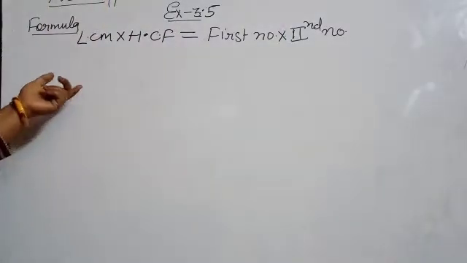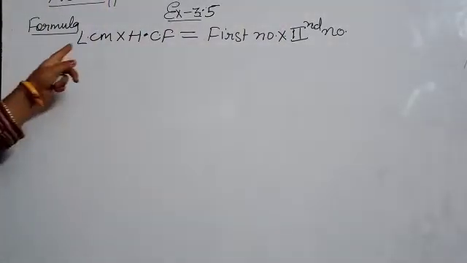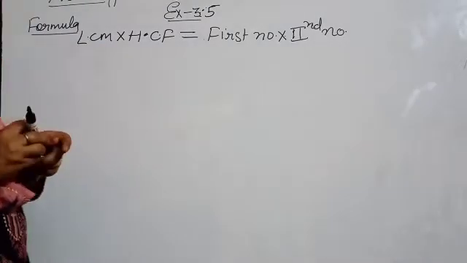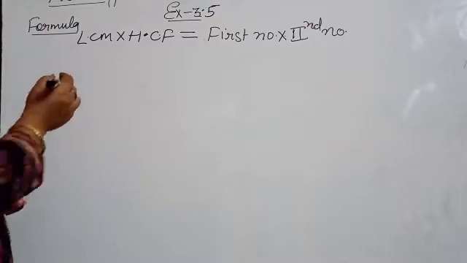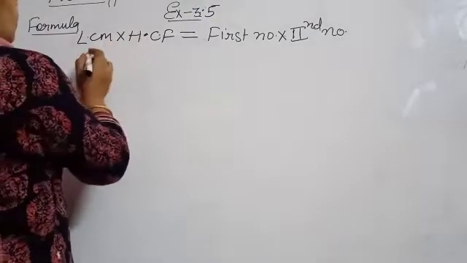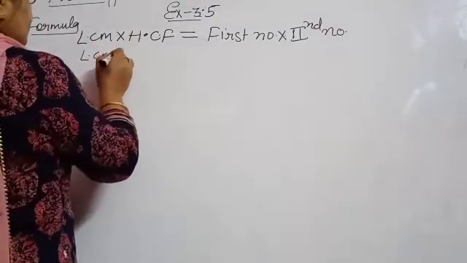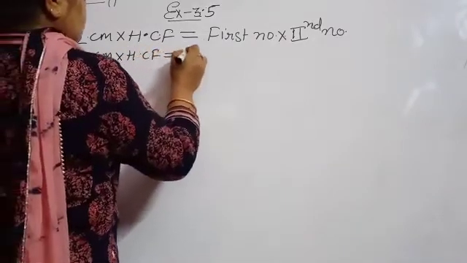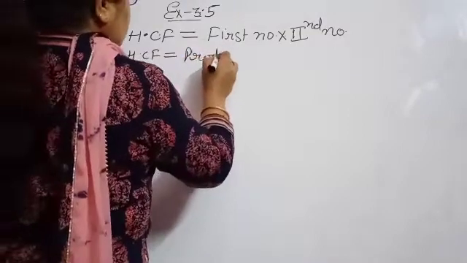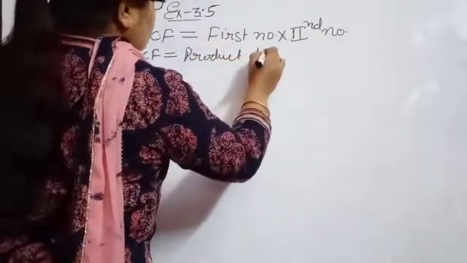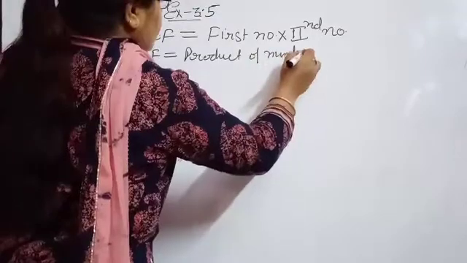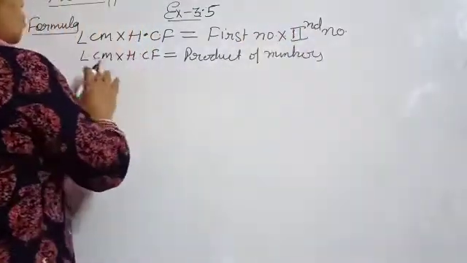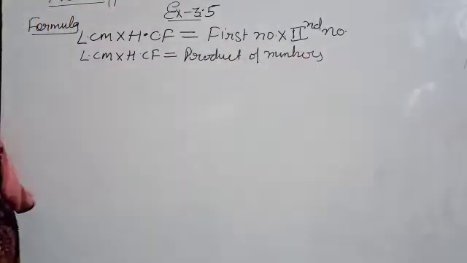Okay, see that in the exercise, suppose we have been given any numbers and we take them, or in one more form it can be written, LCM into HCF is always equal to the product of numbers. Always equal to the product of numbers. Okay, product means first number into second number, their product. So in this way also this formula can be written.